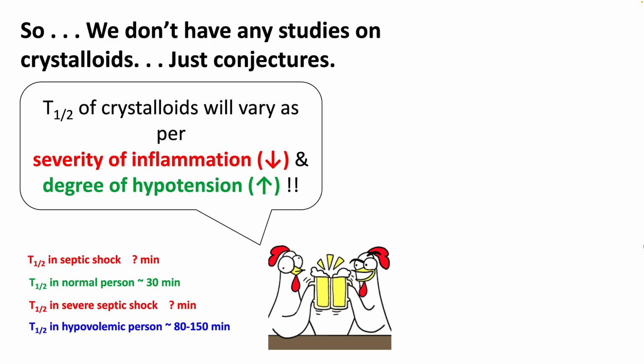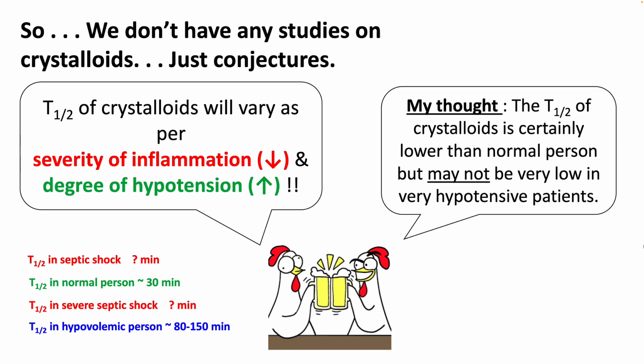So at this point, we just have conjectures and not any specific study on the crystalloid. The half-life of crystalloid in sepsis will vary with the severity of inflammation, which should decrease the half-life, and the degree of hypotension, which should increase the half-life of the fluid. In my opinion, the half-life of crystalloid is possibly lower than in a normal person, but may not be very low in a very hypotensive patient. From the previous lecture, we know that the half-life of crystalloid in a normal person is about 30 minutes and it increases to 80 to 150 minutes in a hypovolemic patient.